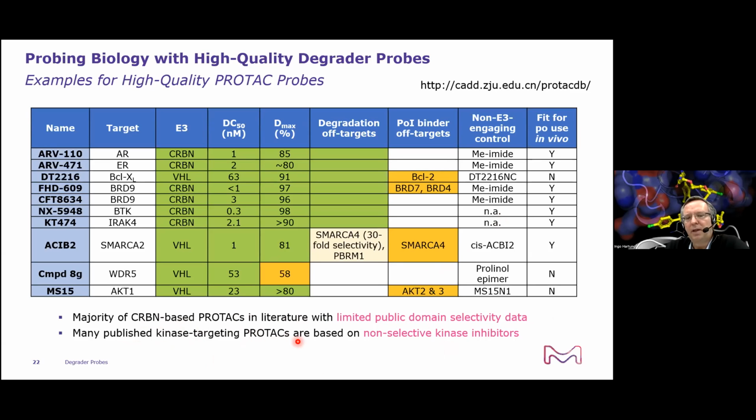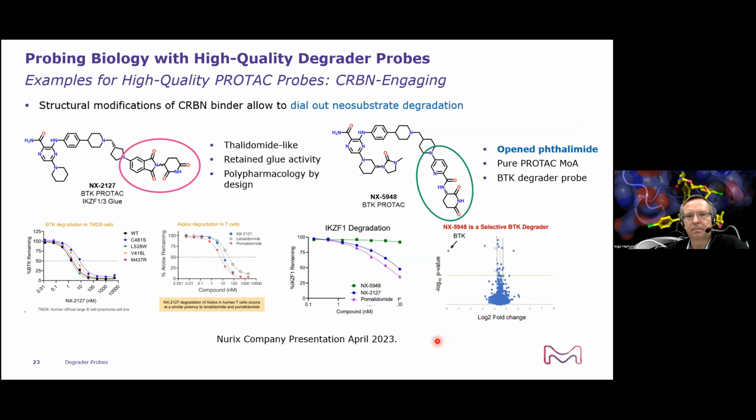And there are also many PROTACs that are based on unspecific target binders. Yes, it's true, if you take an unspecific kinase inhibitor and turn it into a PROTAC, this will lead to higher degrader selectivity, but it's still potentially an inhibitor of many kinases. If I want to study biology, this is probably not what you want to have in a chemical probe.